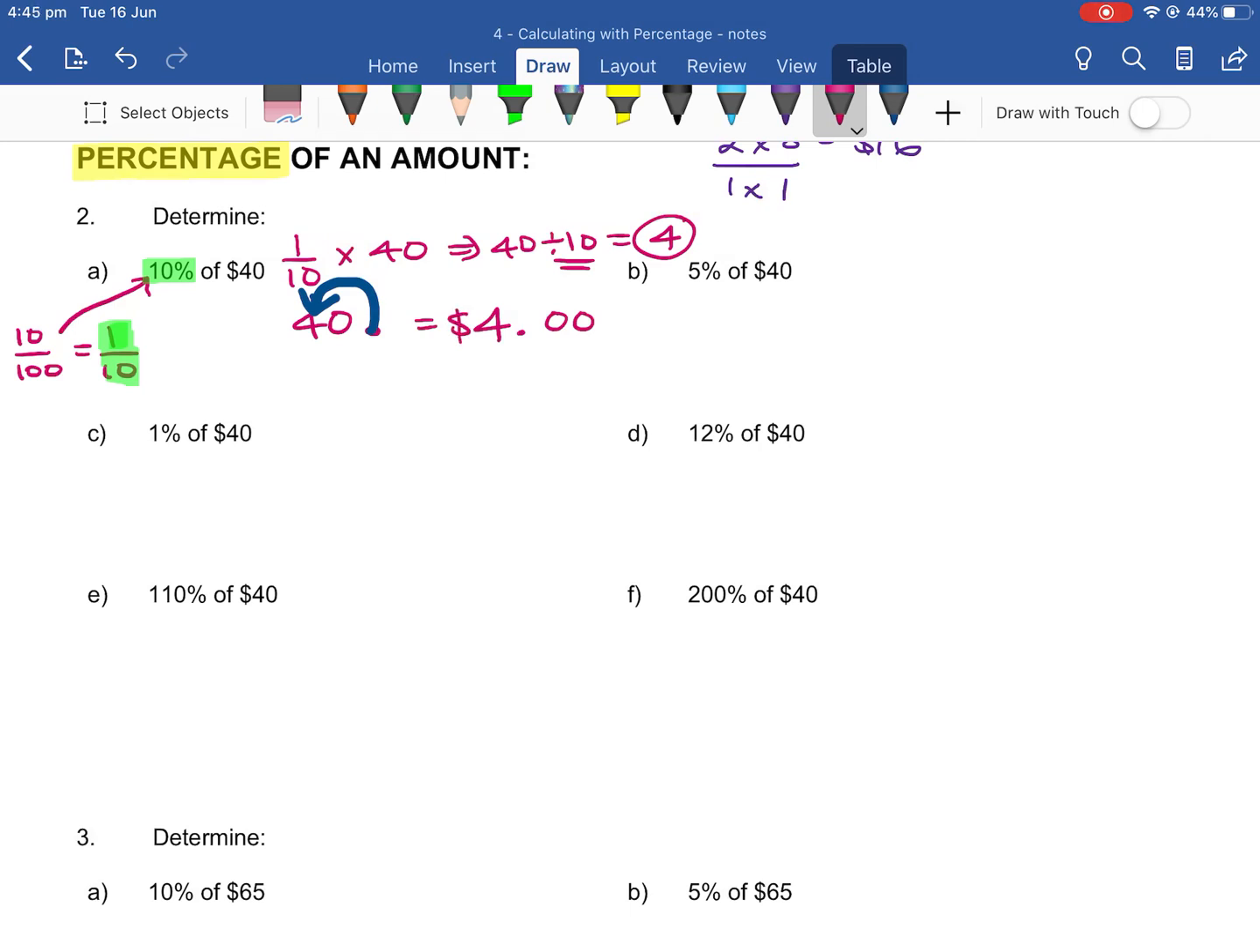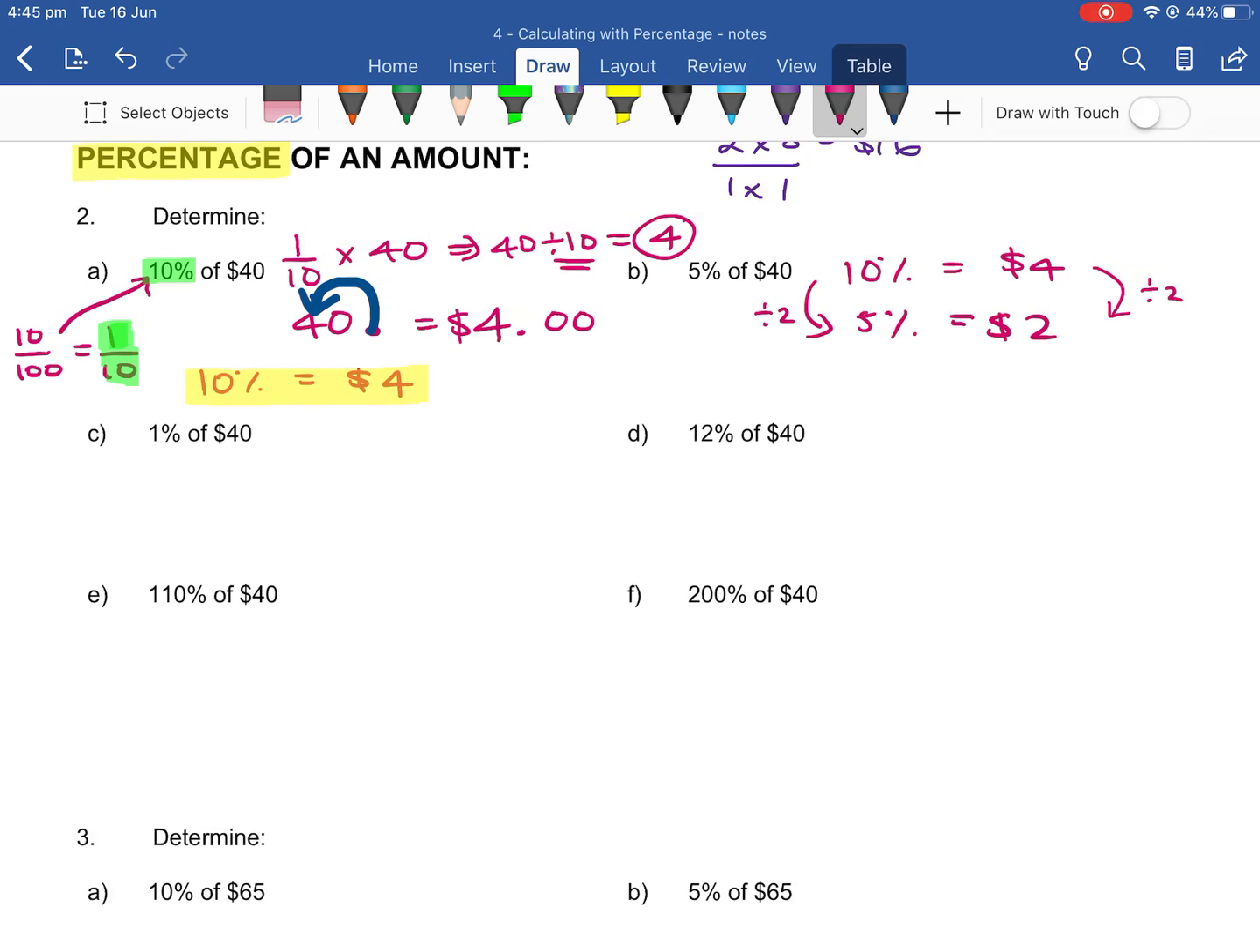So finding 10% of an amount is really, really simple because we're dividing it into 10 equal pieces and we're just taking one of those. And it's simply by taking away one lot of place value. So we've just worked out that 10% is worth $4. And that's a really great place to start when we're trying to work out other percentages of $40. In part B, we want to find 5% of $40. We know already that 10% is worth $4. So 5% is exactly half of 10%. So if we divide by 2, 5% is worth $2.